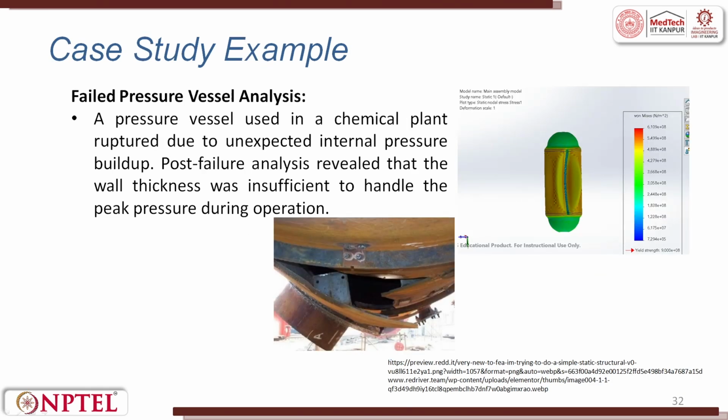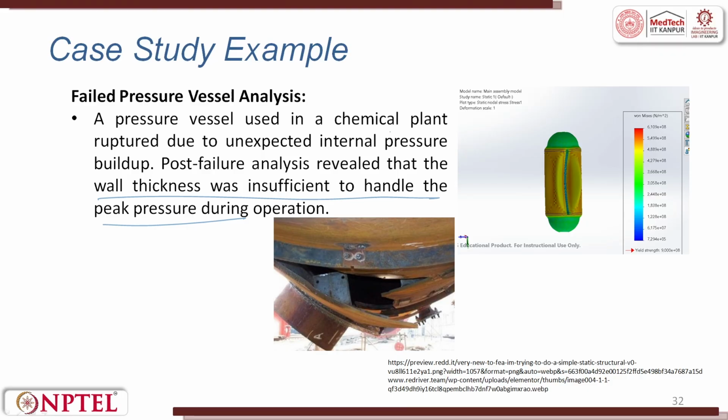So let's take a case study. The case study for our discussion is a pressure vessel used in a chemical plant that ruptured due to unexpected internal pressure build up. The post-failure analysis reveals that the wall thickness was insufficient to handle the peak pressure during operation. In the same way, when you keep on blowing a balloon, after a certain pressure the internal pressure is quite high, the wall thickness is very small, it pushes the wall, and at one point of time the balloon bursts. This is a common failure which we always see in pressure vessels.